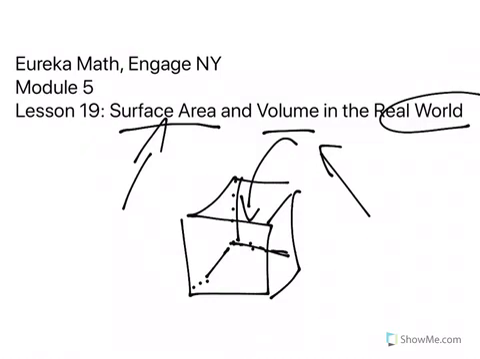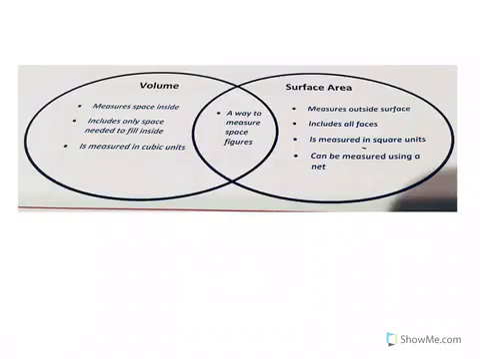So if I was going to fill this box up with a particular item, whatever I fill the box with, that's volume. Okay, so let's look at a couple of examples here, a little Venn diagram action about when you would find each one. On this side we have volume. On this side we have surface area. What they have in common is that they're both a way to measure space figures. They measure space. Volume measures space inside, and it's only the space that's needed to fill the inside.